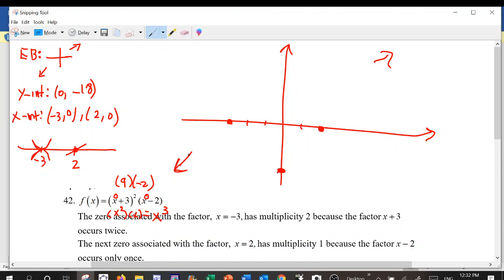So we come over here. We have to bounce at this point, right? And we have no choice but to cross the y-intercept. Now at 2, what's going on? Since this is to the first power, it just crosses. There. That's the best we can do with college algebra.